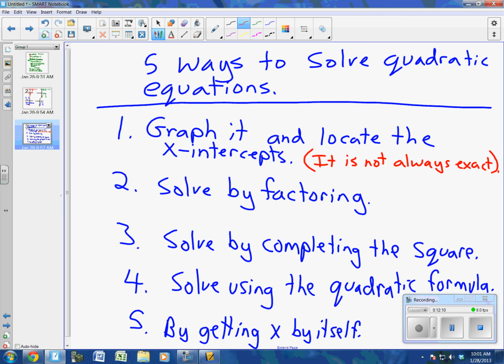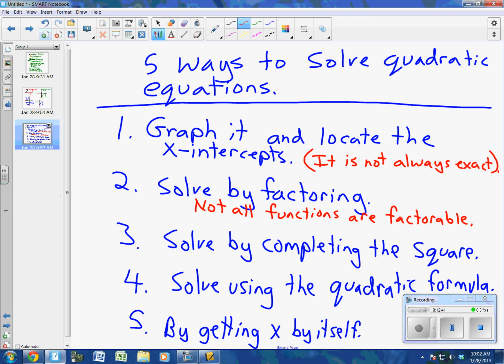The problem with solving by factoring is it's not always possible to solve by factoring. Not all functions are factorable. By the way, factoring is the fastest way to solve a quadratic equation if it is factorable, but not all of them are factorable.